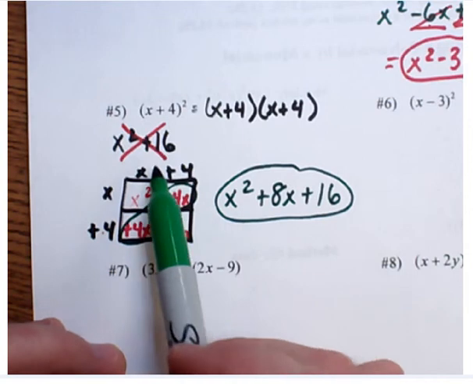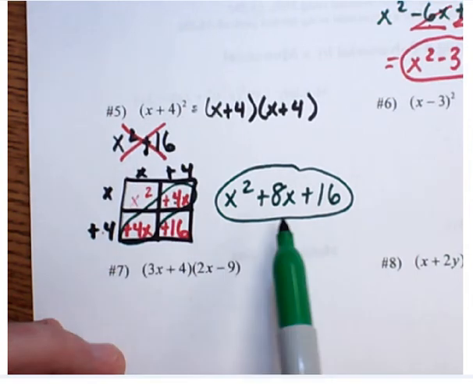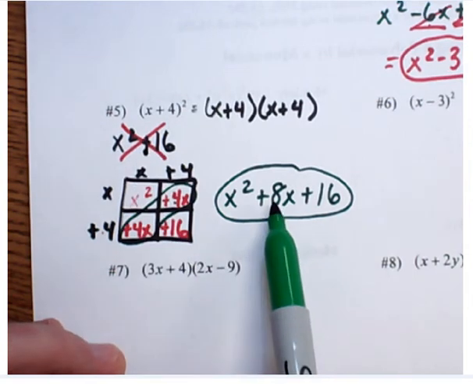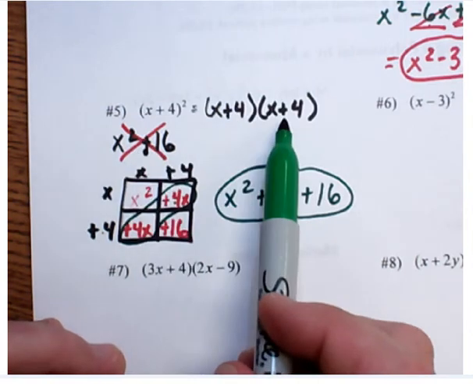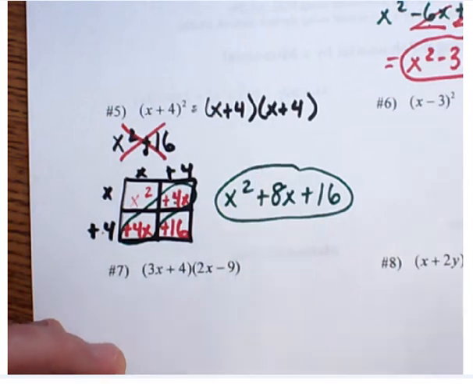Why was my first answer wrong? Because I forgot the middle term. You can't forget that. Don't do this. Don't be lazy. Write this out to remind yourself what you have to multiply.